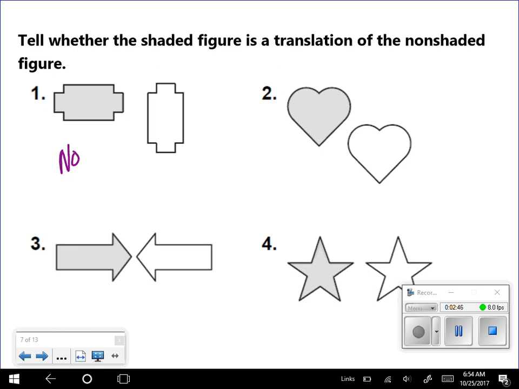Okay. Number two. Now this one looks closer to a translation where it just slid down to this point. We just have to determine, is it still congruent, are they still the same size? Well, it looks like it, so yes, this is a translation. We just slid the heart down and to the right a little bit. Okay, number three, did we just slide our arrow in any direction? No, in this case it looks like we flipped our arrow, or we've reflected our arrow. And then we have the stars. Does it look like we just slid our stars? Well, in this case, yes, it looks like we just slid our stars to the right.